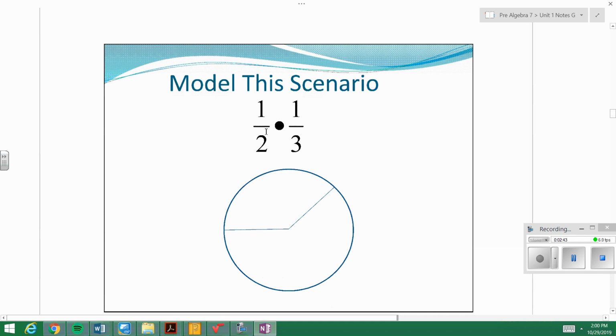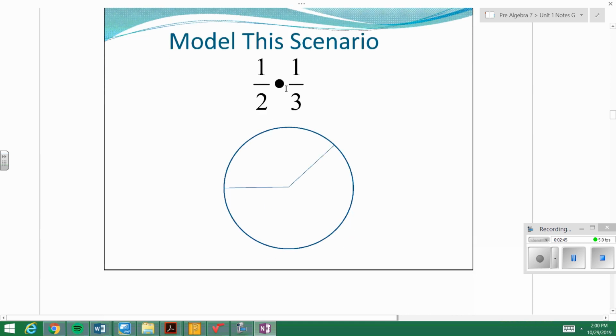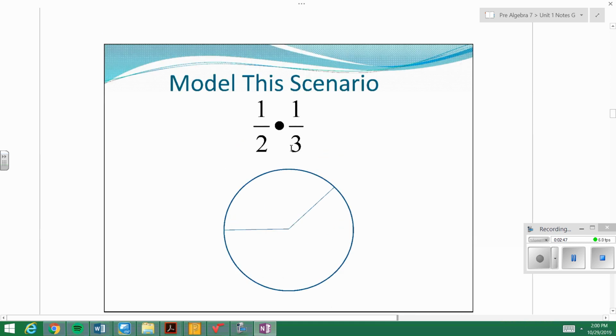Okay. How about modeling this scenario? I've got 1/2 times 1/3. And there is a good math word, an English word that translates to a mathematical operation, and that is "of." And I like to think of the word "of" when I'm dealing with these fraction problems. So what is 1/2 of 1/3?